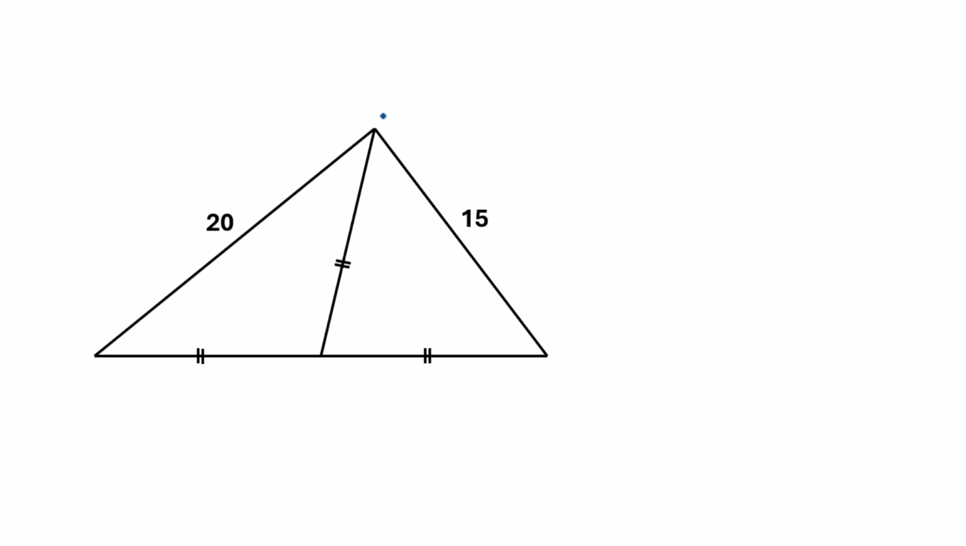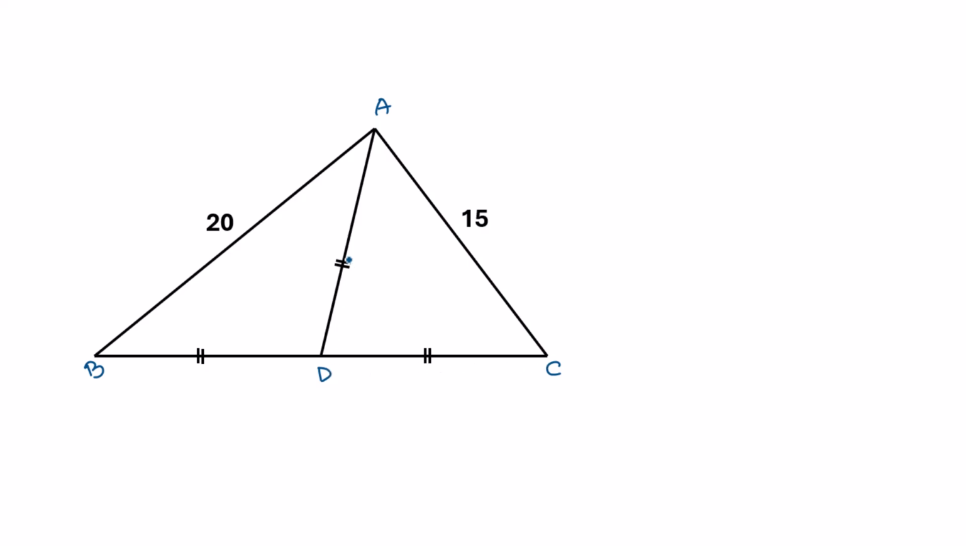We have a triangle. Consider this is A, B, C. The side length of AB is 20 units and the length of AC is 15 units. And this is the midpoint of side BC. Consider this point is D. So BD is equal to CD, and this AD is also the same as BD and CD.